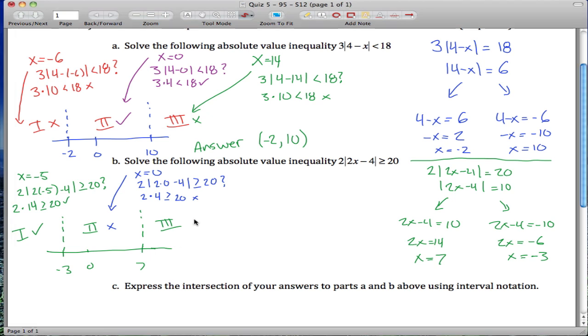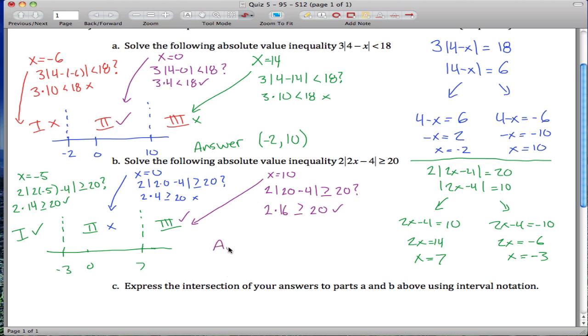And finally, something from region 3. Let's write this over here. Maybe x equals 10. Nice round number. 2 times the absolute value of 2 times 10 minus 4. Is that greater than or equal to 20? Question mark. Well, let's see. The absolute value of 16. 20 minus 4 is 16. And 32 is greater than or equal to 20. So these are in our solution set.